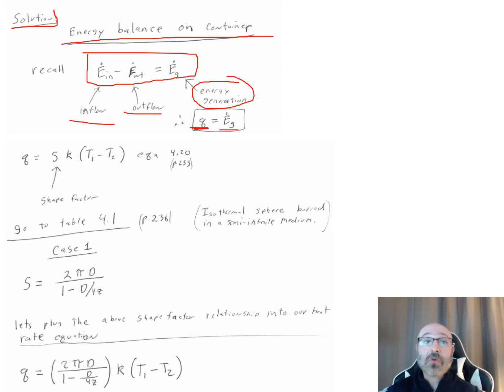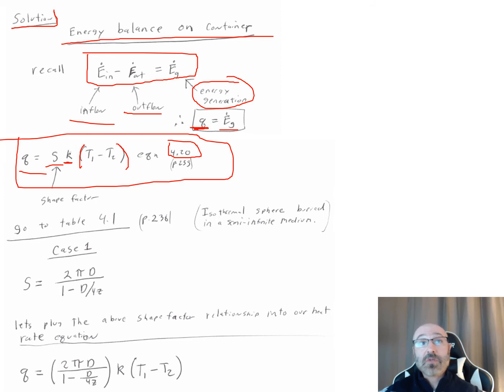So now we can go to equation 4.20 in our textbook and say that Q is equal to our shape factor S times our K value, thermal conductivity, times the difference in our temperatures, T1 and T2. So this is our general governing equation for our Q value. Our Q value is our E dot sub G, our energy generation that was given to us in the problem statement, so that can be plugged in for our Q value.